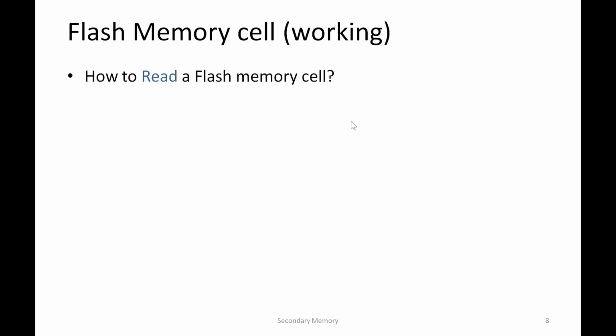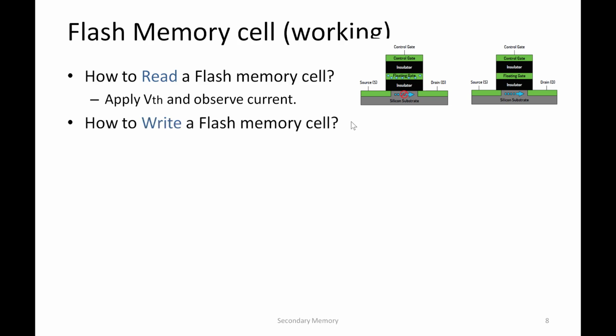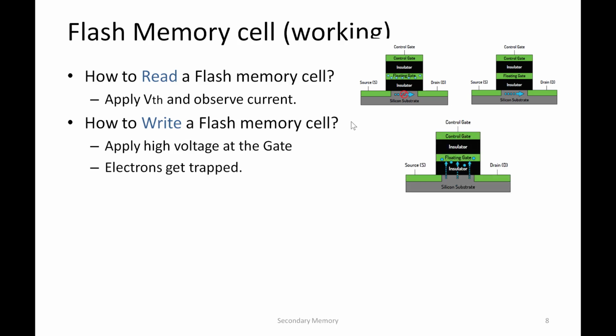If we look at the working, how do we read a flash memory cell? We apply the voltage at the gate and observe the current flow between the source and drain. If there is no current flow, then we would say that the cell is storing 0. If there is current flow, then we would interpret it as storing 1. How do we write to the flash memory cell? We need to apply a very high voltage at the gate terminal so that electrons get trapped in the floating gate, and we interpret such a state as writing 0.